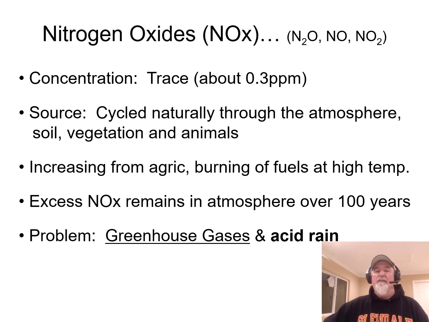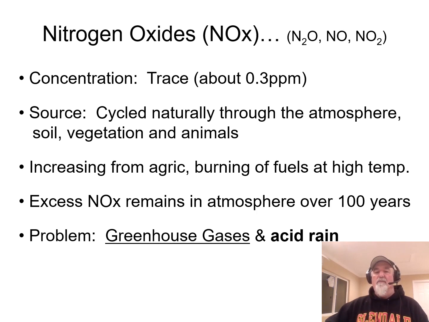Nitrogen oxides, well, nitrogen also comes from burning of fuels at very high temperatures, but also naturally as part of the nitrogen cycle. Now, the nitrogen oxides do remain up in the atmosphere for quite some time. Agriculture is a big producer of these nitrogen gases, so we can't minimize that impact also. Nitrogen oxides are not only a greenhouse gas, they're also the second gas responsible for acid rain. So the two gases responsible for acid rain are sulfur oxides and nitrogen oxides.